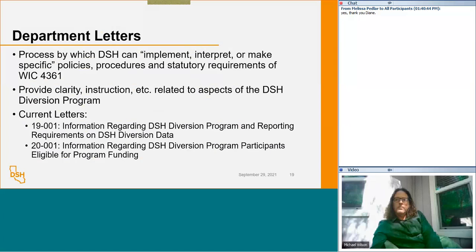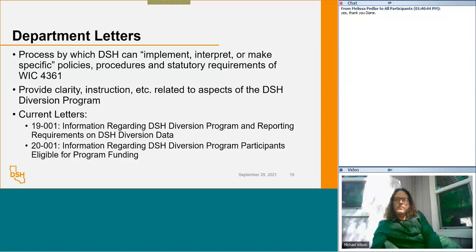So the department letters, this is an administrative process that we use. We are allowed to do this through, again, WIC 4361. And we use this process to clarify policy and procedures for this program. Currently, we have 2 active letters, which you all were sent a copy of. The first outlines our authority at DSH to collect all of the data contained in the data dictionary. And the second provides additional clarification on the eligibility requirements for participants that we will fund through this program.